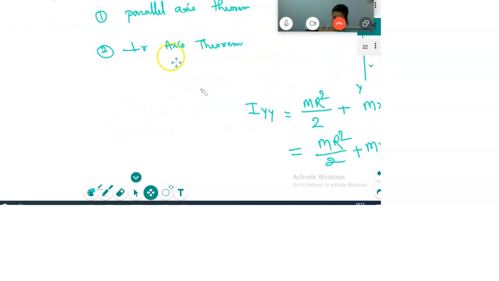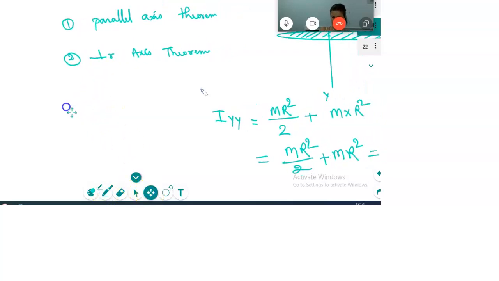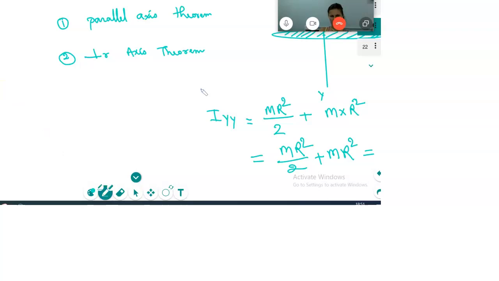Now, perpendicular axis theorem. How do you spell this? CG, not CZ. CG, center of gravity. Okay.